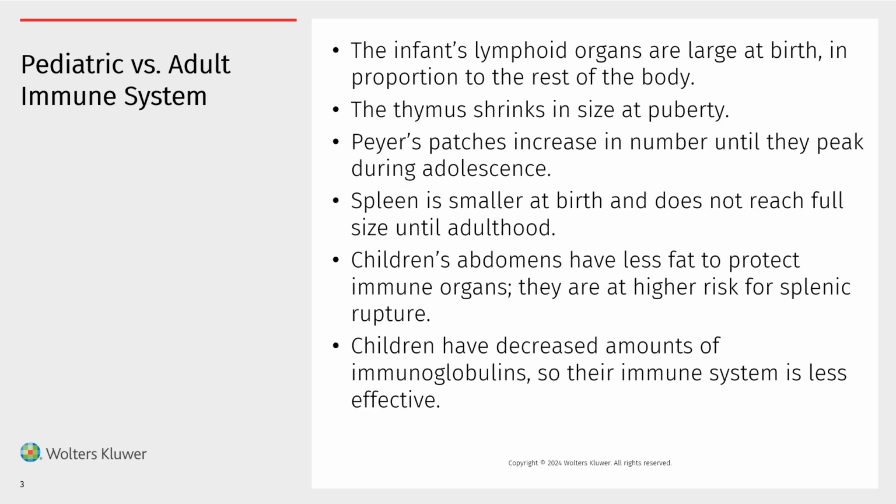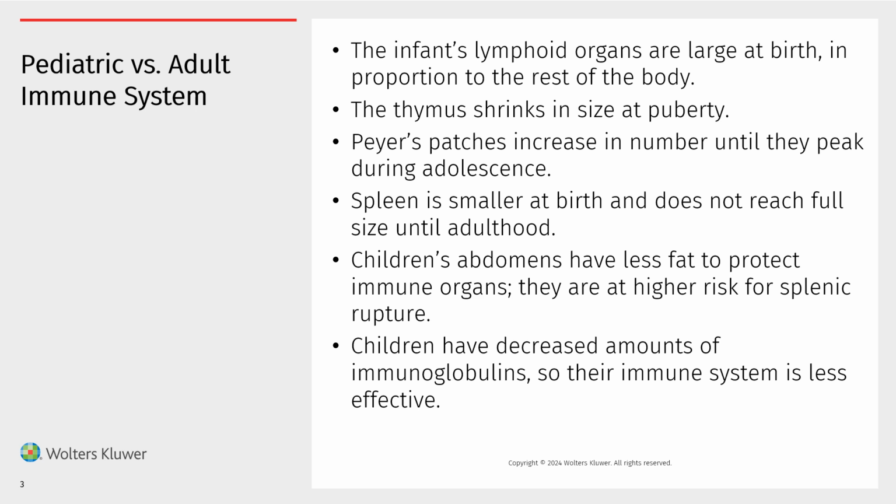How are we different in pediatrics than the adult immune system? Well, infants' organs are large at birth in proportion to the rest of the body. The thymus shrinks in size at puberty. Peyer's patches increase in number until they peak during adolescence. The spleen is smaller at birth and does not reach full size until adulthood.